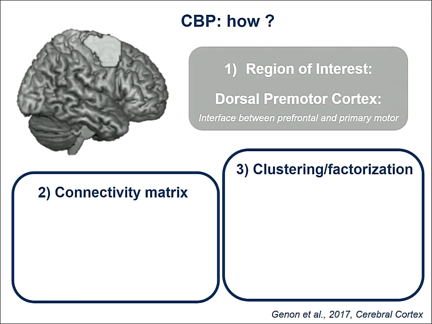First, you take a region of interest or the whole brain. It depends what you are interested in. Here we took the dorsal premotor cortex, which is an interface between the prefrontal region and the primary motor areas. First, we have to compute the connectivity of the voxels in our region of interest, which we call our seed voxels, with all of the voxels in the brain.